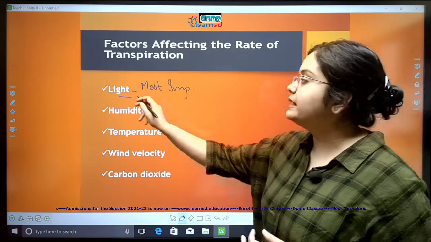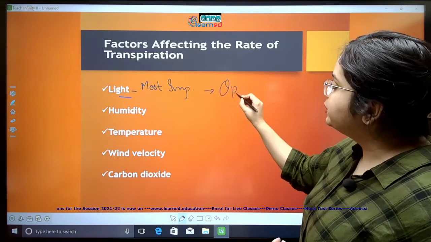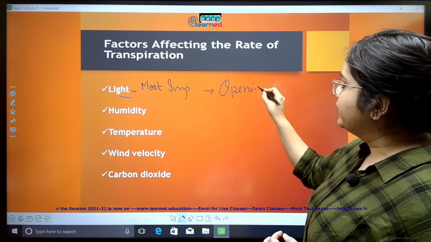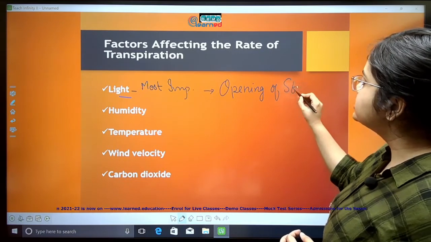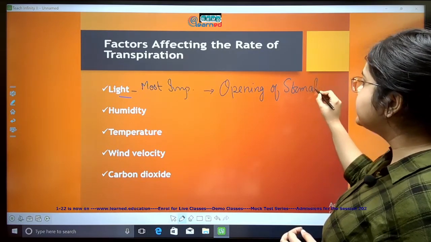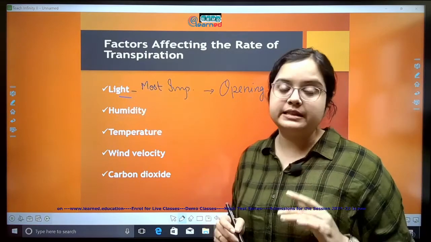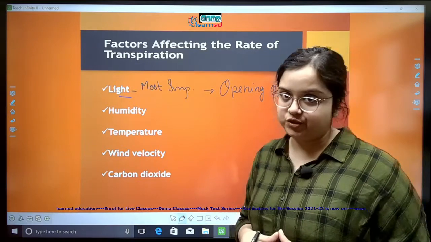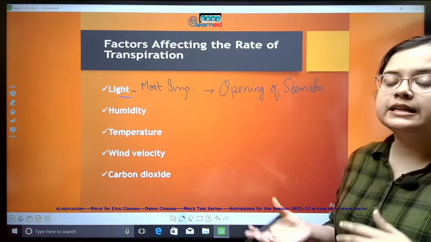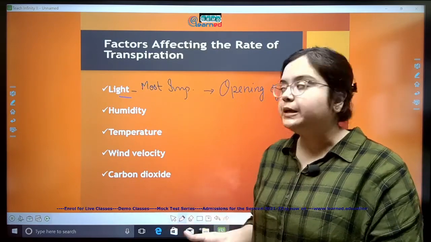Another thing that light will bring about is the opening of the stomatal pores. You know that the stomatal pores are opened in sunlight and they are closed at night. So, sunlight will definitely increase the rate of transpiration. When there is no light, stomatal pores will be closed and transpiration will minimize.